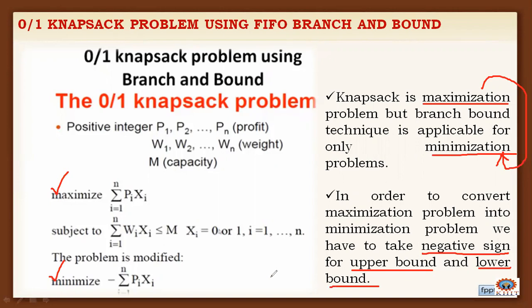Here, if you clearly observe, there is a negative sign we applied, that is minus sum of Pi xi. So the maximization problem is converted into a minimization problem by changing the sign, minus Pi xi. That's why the maximization problem is converted into a minimization problem. These minimization problems can be solved in an effective manner by using the 0/1 knapsack branch and bound technique.